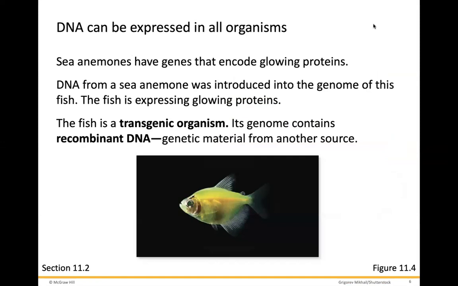So DNA can be expressed in all organisms. Here we see sea anemones have genes that encode for glowing proteins. DNA from a sea anemone was introduced into the genome of this fish. The fish is expressing the glowing protein. The fish is a transgenic organism. This is because it now contains in its genome recombinant DNA, which is genetic material that was introduced from another source.